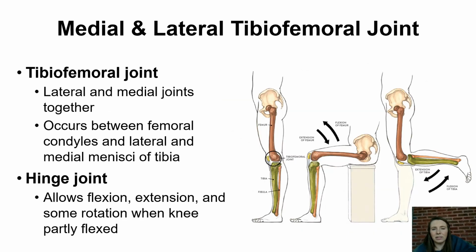The medial and lateral tibiofemoral joints are the other two joints that go along with the knee, and together they occur between the femoral condyles and the lateral and the medial menisci of the tibia. These two joints are hinge joints, which allow flexion and extension, and when your knee is partially flexed, so you're not bent all the way but you're bent a little bit, the knee can actually rotate just a little bit during partial flexion.